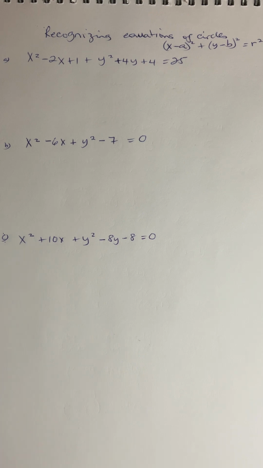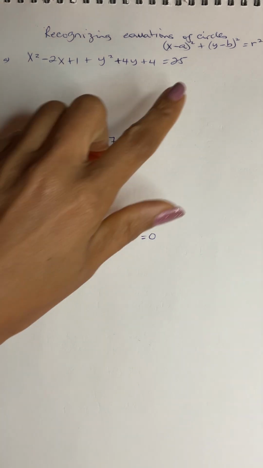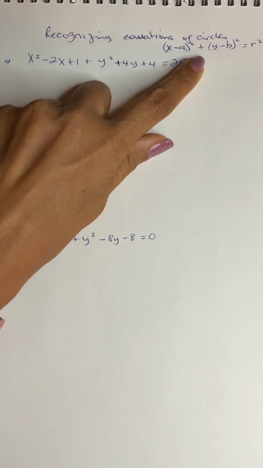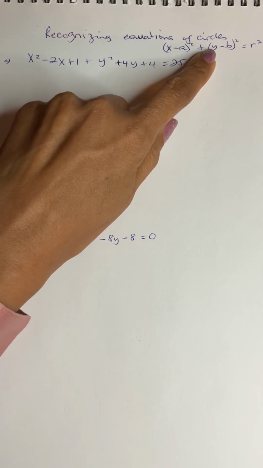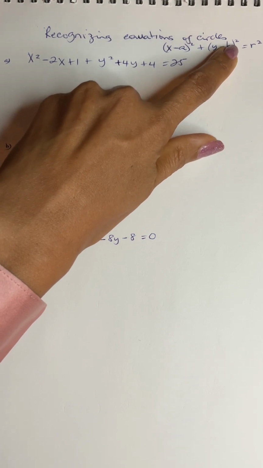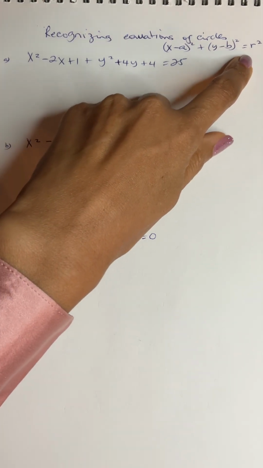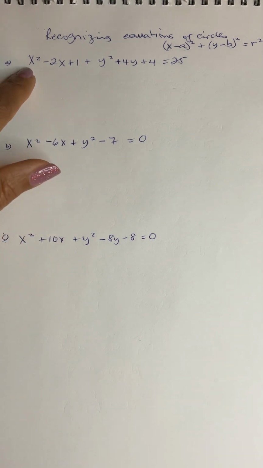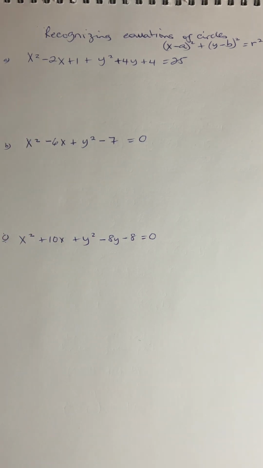We have a formula for the equation of a circle, which is (x minus a) squared plus (y minus b) squared equals r squared. If we're given a question like this and asked to recognize the equation of a circle, we're asked to find the center and the radius.